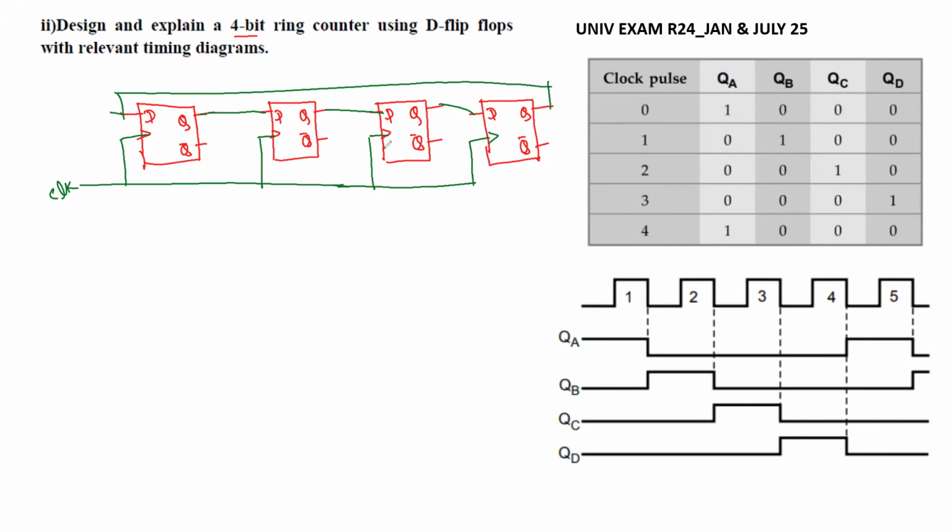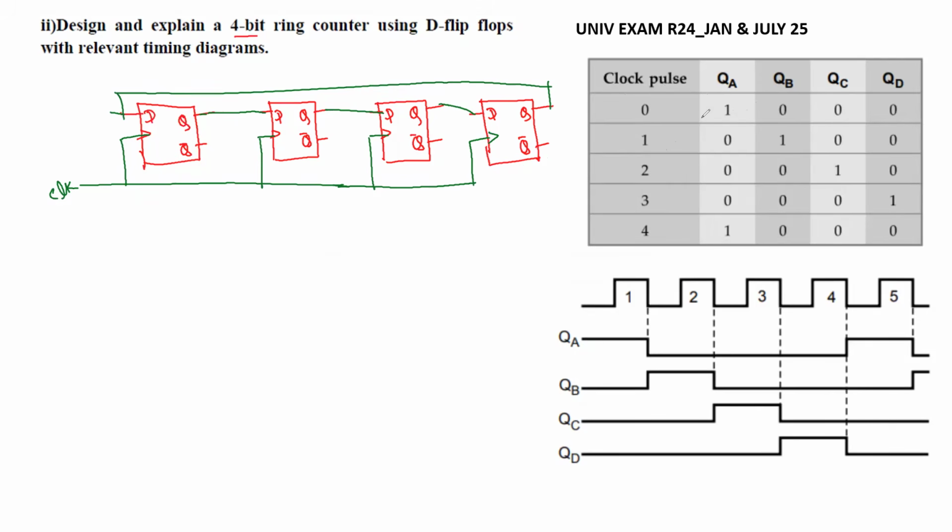Okay. That is the ring counter. Whereas in a Johnson counter, the only change is that in place of Q, we take Q bar and give that connection. This is only a small difference, but still people make mistakes. And here we have only 4 unique states.